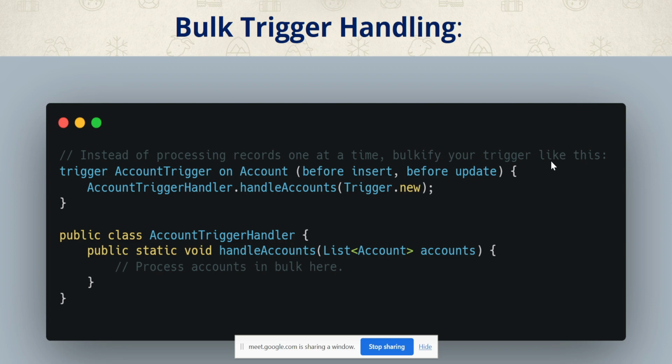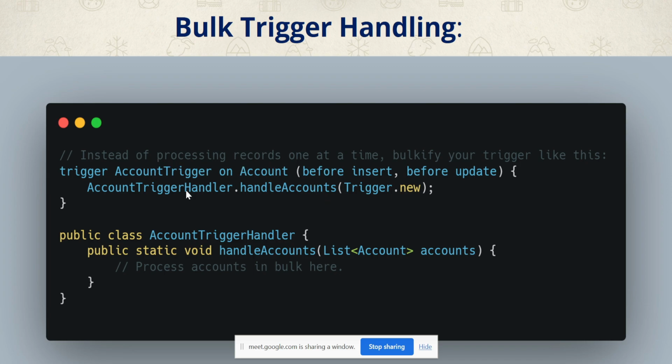Let me move on to bulk trigger handling. Suppose you are developing a trigger and not using any handler class, controller class or util class. Always separate your business logic into a separate class or service class, and use the trigger very little. Salesforce by default provides triggers as bulkified, but always create separation of concerns. So instead of processing records one at a time, bulkify your trigger like this.